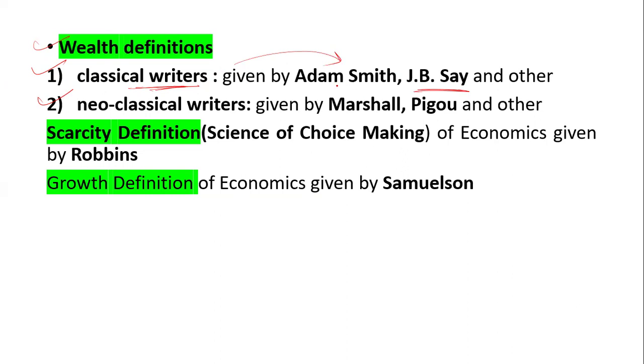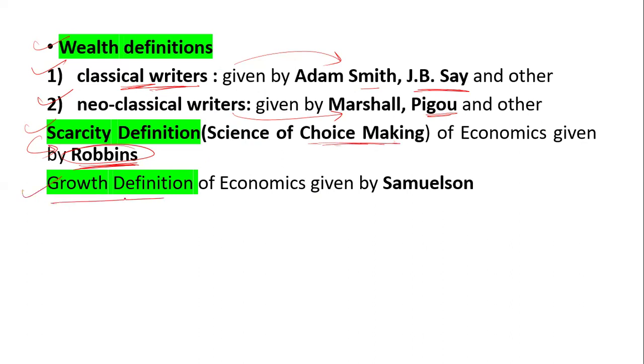Okay, so who gave the classical writers? That is Adam Smith and J.B. Say and others. Neoclassical is given by Marshall and Pigou. Clear? Now, then the scarcity, because economics is wealth maximization, is a scarcity of resources. The word scarcity is given by the economist Robbins. Who gave the word scarcity? It was given by Robbins. Okay, and what is scarcity? It is the science of choice making.